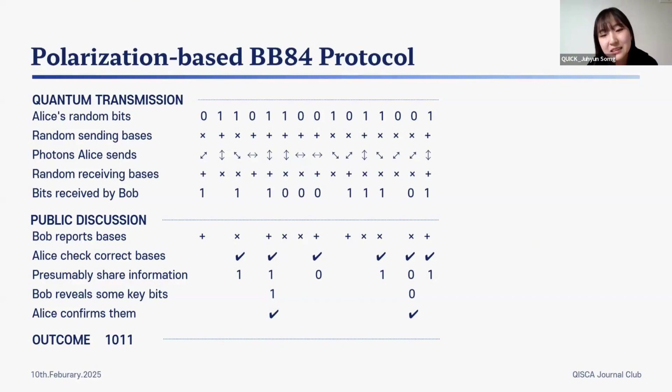And through classical communication, Alice and Bob compare their chosen bases and discard any cases where their bases do not match. This ensures that only correctly transmitted bits are used in the final key.